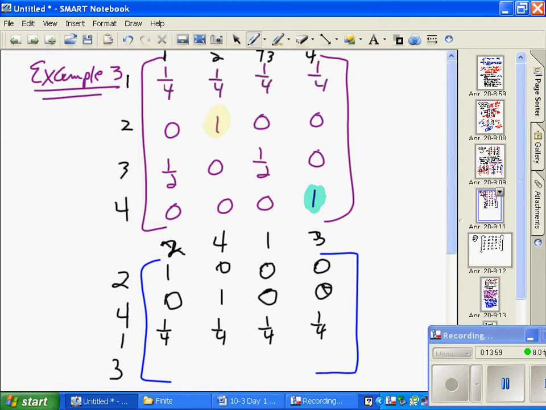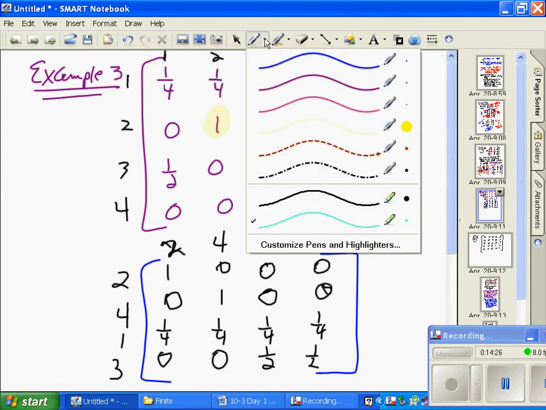In the top matrix, row 3, 3, 2 is a 0. 3, 4 is a 0. 3, 1 is a 1/2. And 3, 3 is a 1/2. So there is my matrix now in canonical form. Now I'm going to put a little divider here.